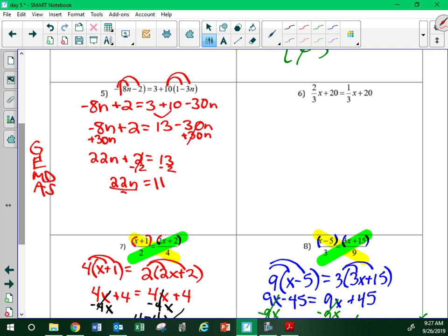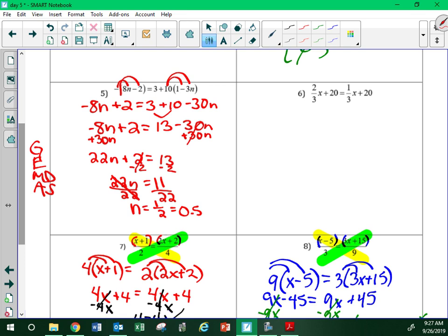Good, divide by 22. Get negative 11? Whoa. Positive 11, right? That works. You okay? Alright, so we get n equals 11 divided by 22, which is 1/2. Can we put it in decimal form also? Yeah, that would be fine. Put in decimal form because it stops, right? It's only 0.5, nothing else.